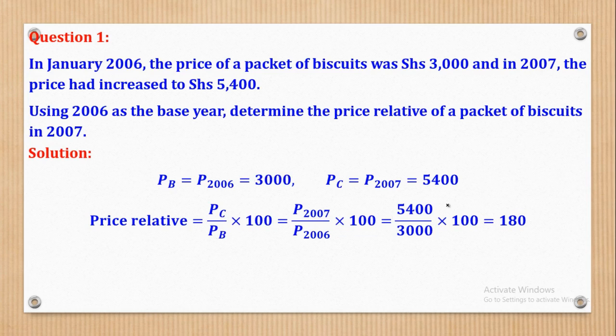So it is okay if you choose not to multiply by 100. In that case, you will come up with 1.8, and both answers will be correct.